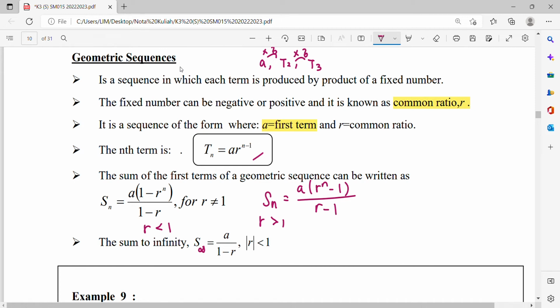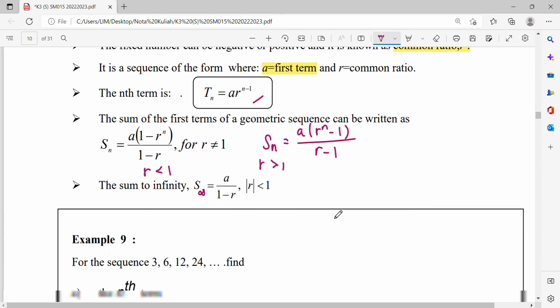So why are we having two formulas for the sum of the first n terms? When your R is less than 1, like 1 over 2, 1 over 3, so that your 1 minus R will not be negative. Alright, so when your R is greater than 1, then when you minus 1, it will not be negative.